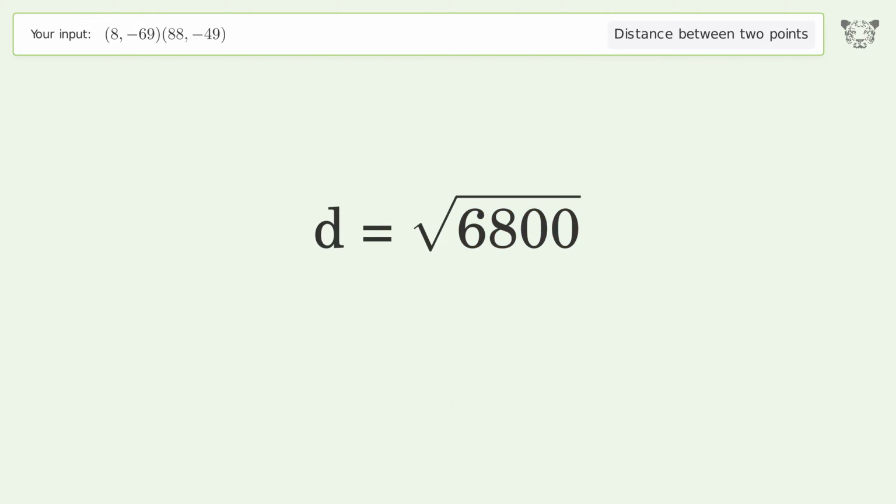And so the distance between the 2 points is the square root of 6,800, or 82.462.